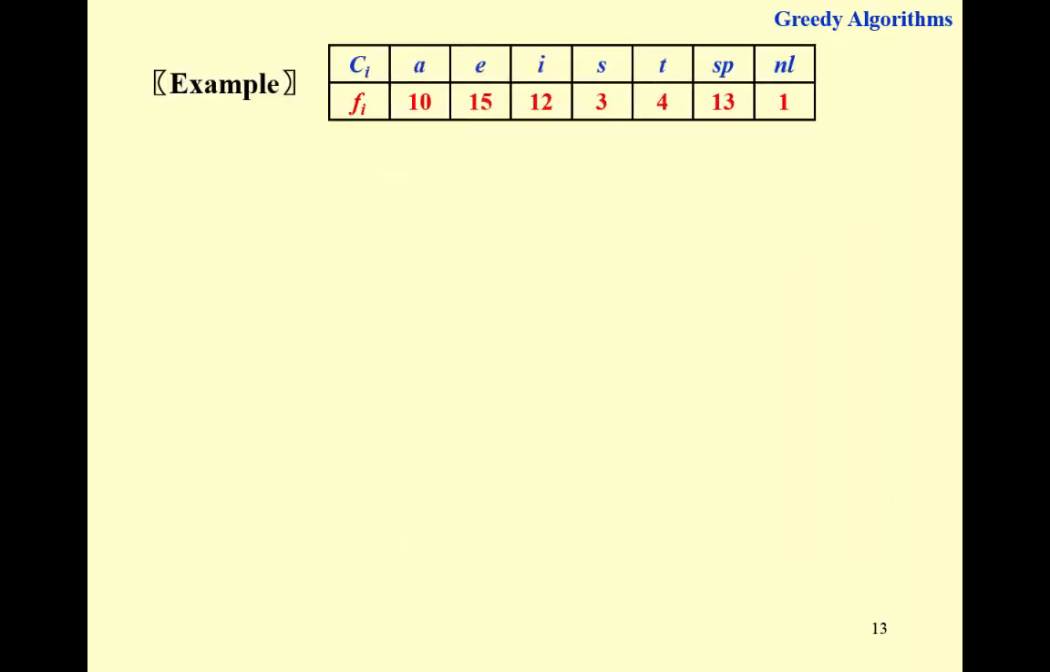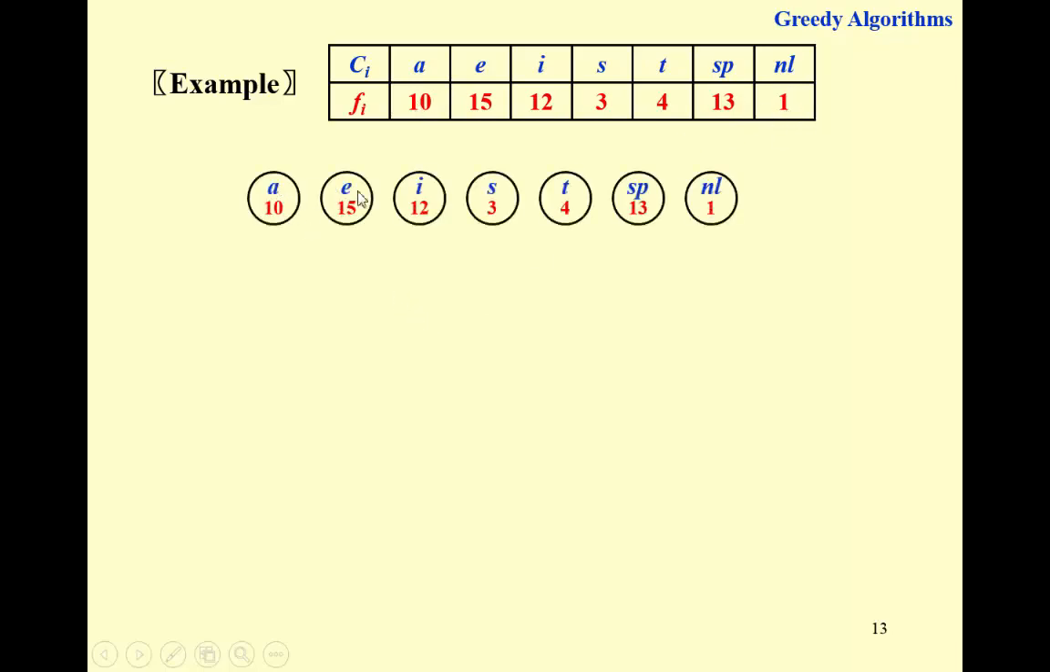Now let's take a look at one specific example. So say we have 7 characters and these are their frequencies. What we do first is to create 7 nodes, record their characters plus their frequencies. Alright, and step 1 is we initialize a min heap. Alright, and the result is something like this. So the first node contains the character with the smallest frequency.